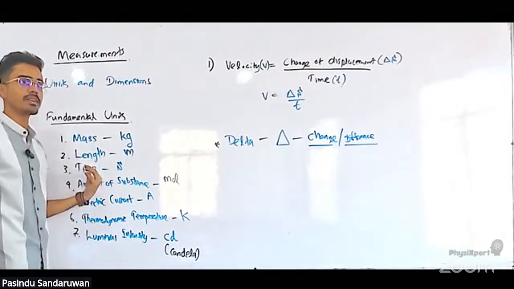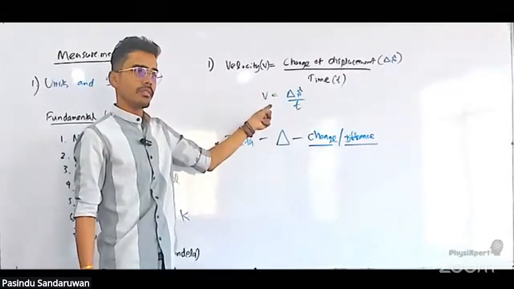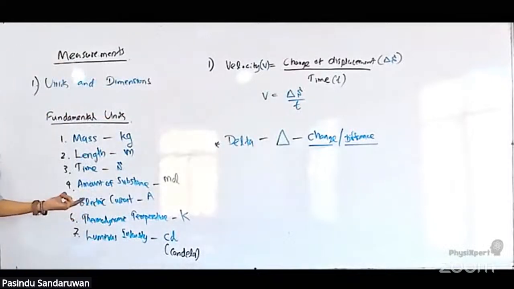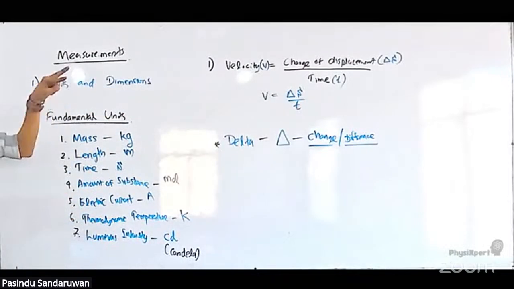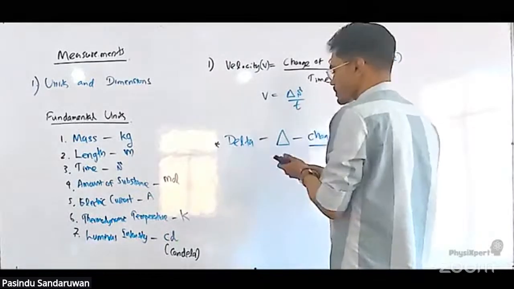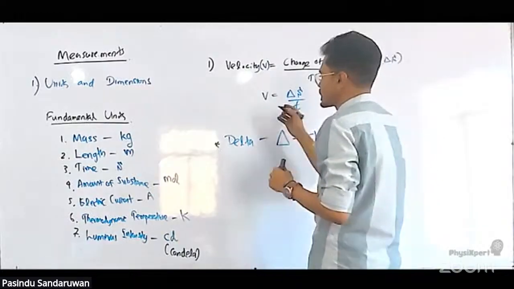Time is a fundamental one. Using these two fundamental physical quantities, velocity is derived. That's why velocity is not in this list. Inside velocity, we have two fundamental quantities. Now, when we are finding the fundamental unit, no need to write anything in words.